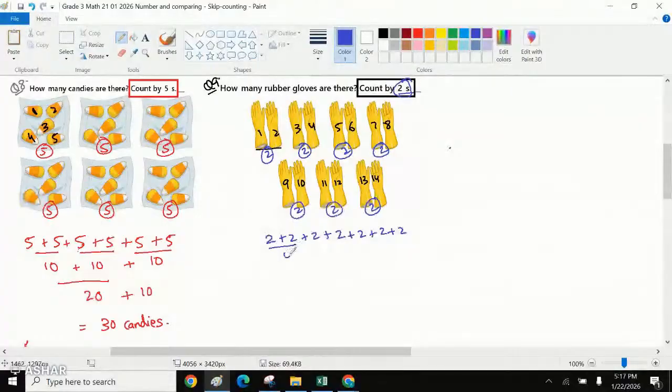This would be 4. 2 plus 2 is 4. 2 plus 2 is 4. And the last two come. 4 plus 4 was 8. Plus 4 plus 2 is 6. And 8 plus 6 would always be equal to 14 gloves, right?